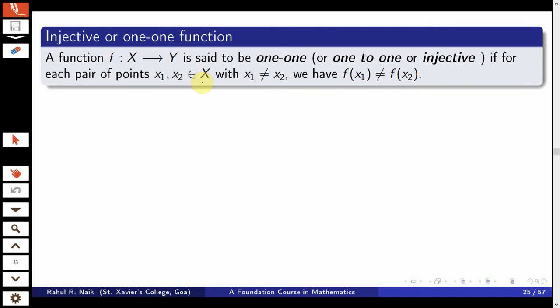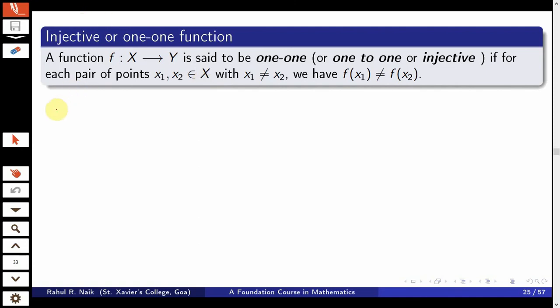Now, an injective function is also called a 1-1 function. We say a function f from X to Y is injective if for each pair of points x1 and x2 in X with the property x1 not equal to x2, their images are different: f of x1 is not equal to f of x2. In general, two distinct points in X will map to distinct points in Y. If such a thing happens, then we say that the given function is 1-1, or 1-to-1, or injective.